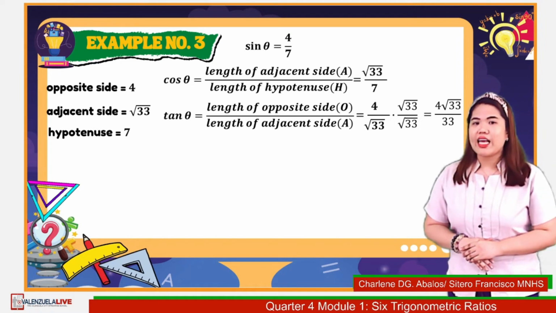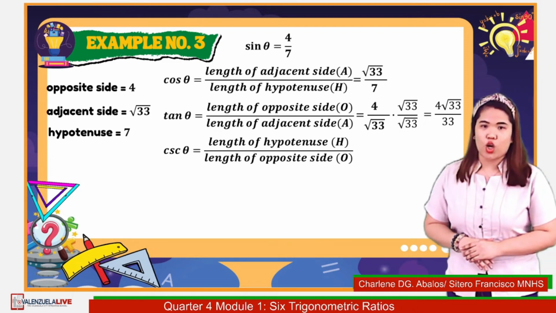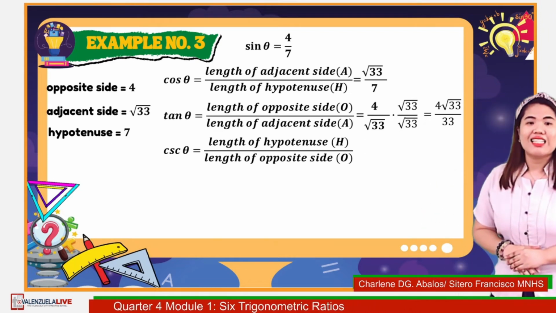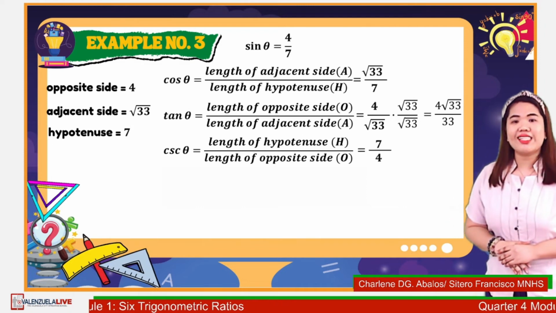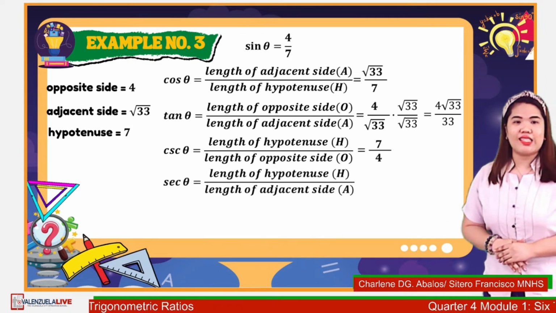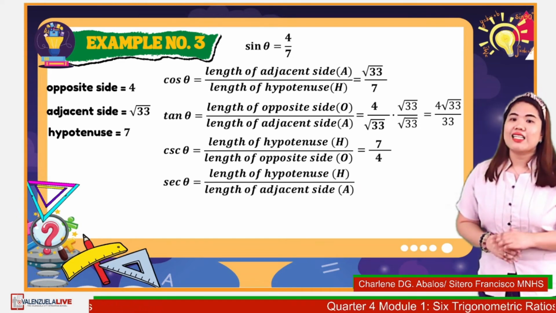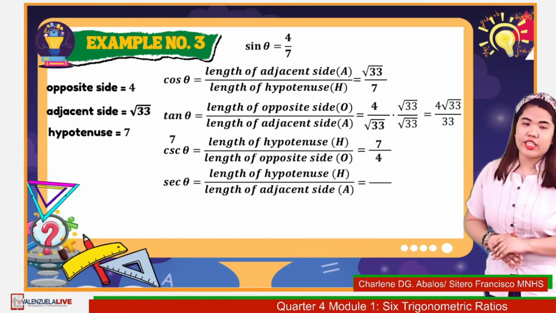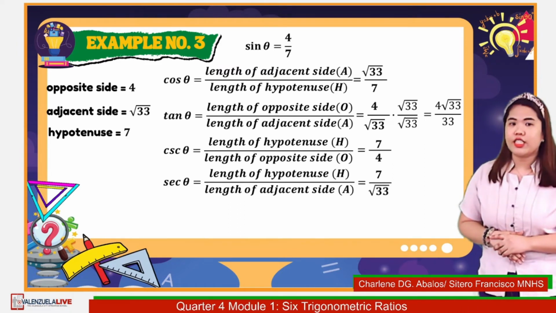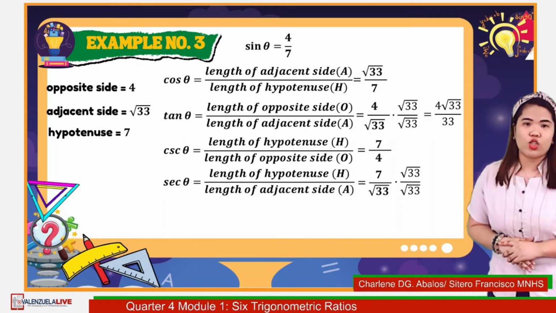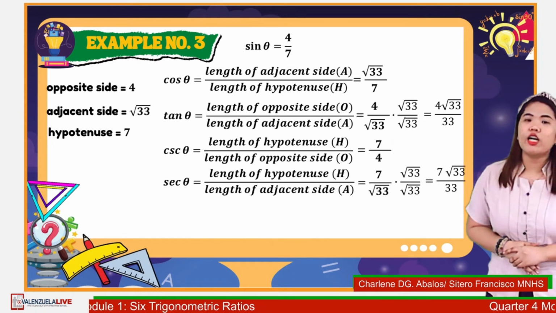For cosecant theta, get the reciprocal of sine theta ratio. So it will be 7 over 4. For secant theta, get the reciprocal of cosine theta ratio. So it will be 7 over square root of 33. Rationalize by multiplying square root of 33 to both sides of the ratio. Then it will be 7 square root of 33 over 33.